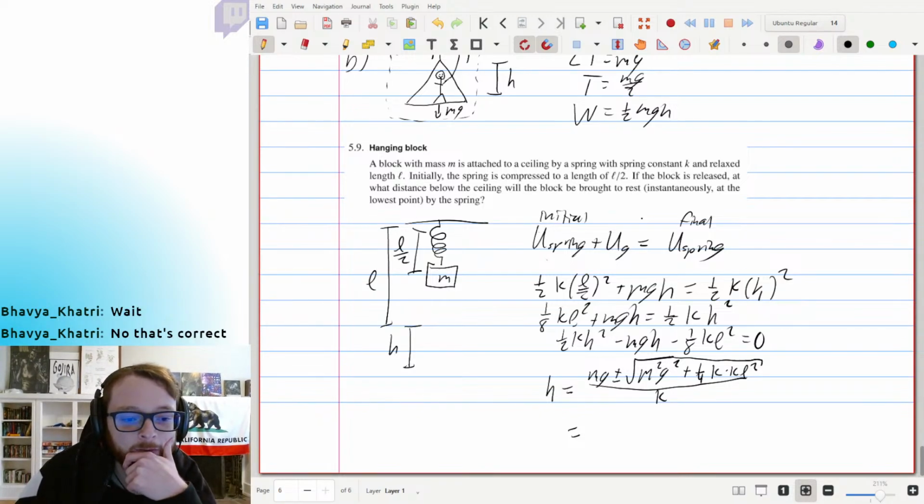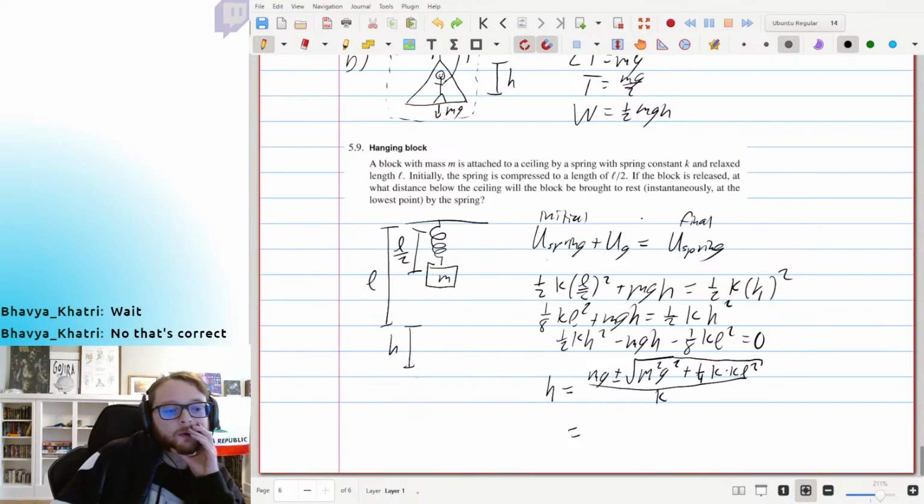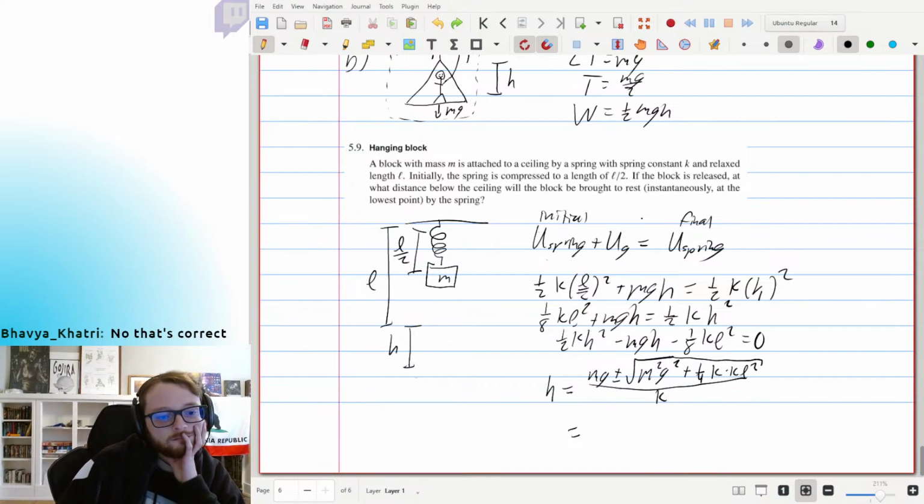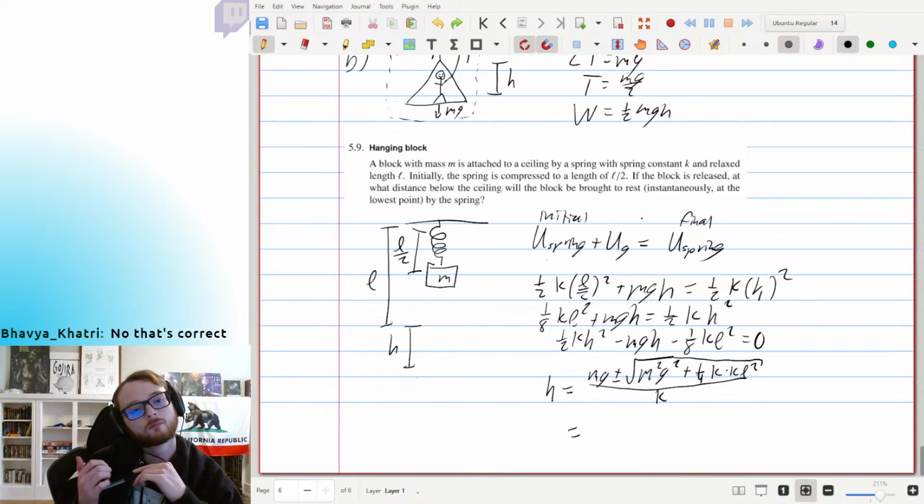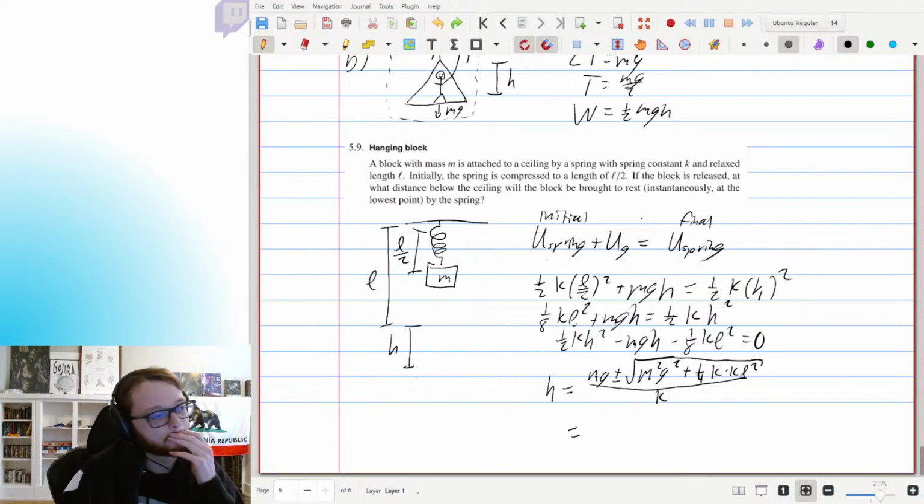I know whatever we do find for H, we need to add to L to actually answer the question because they're asking below the ceiling. We learn about that at the very end though. Unless you want to define H's distance below the ceiling, in which case we want to do H minus L. That might help. It would avoid this disgusting quadratic, I think.